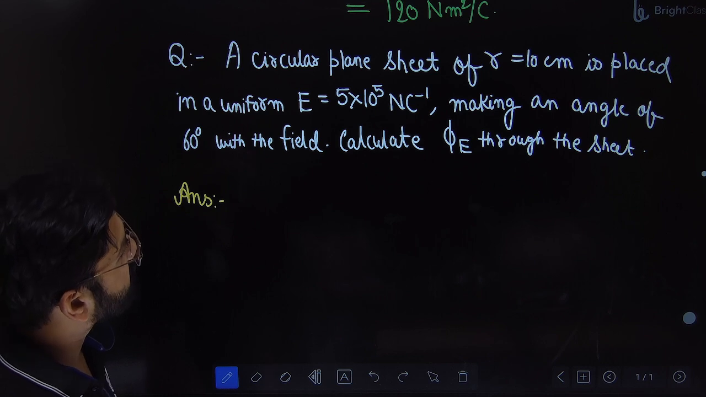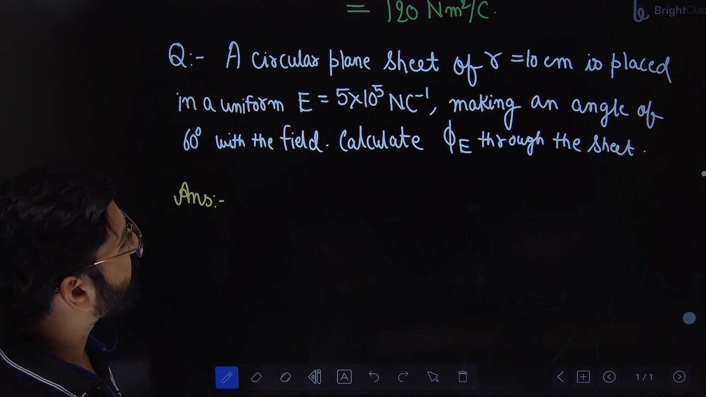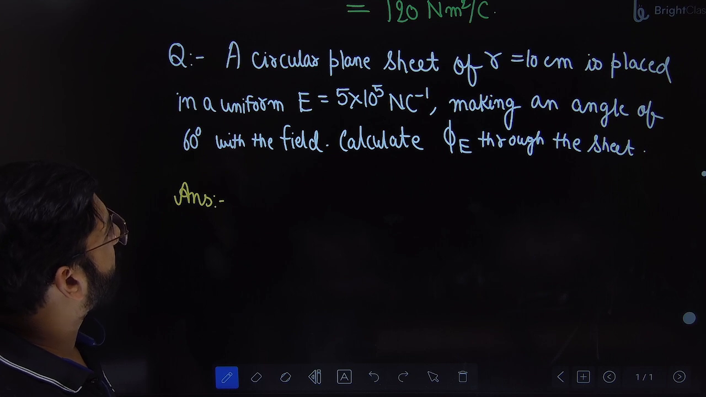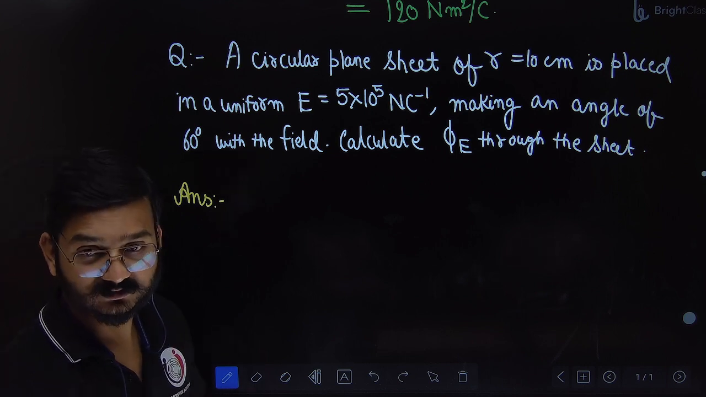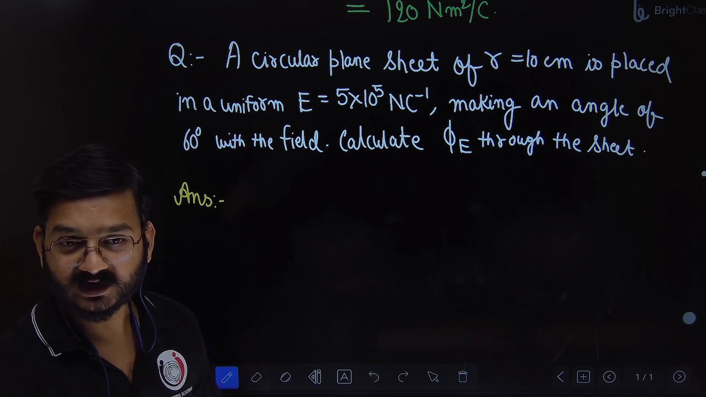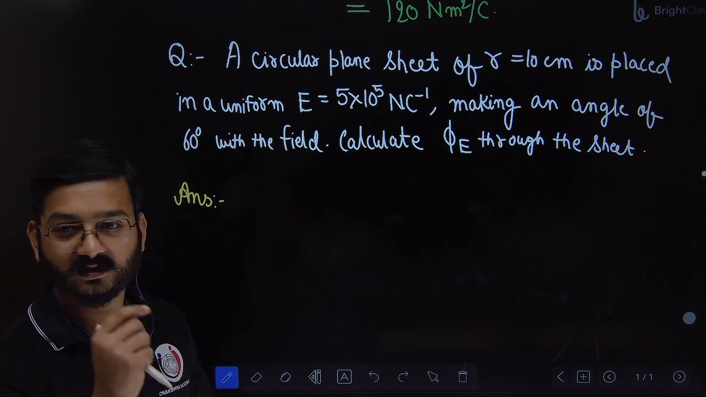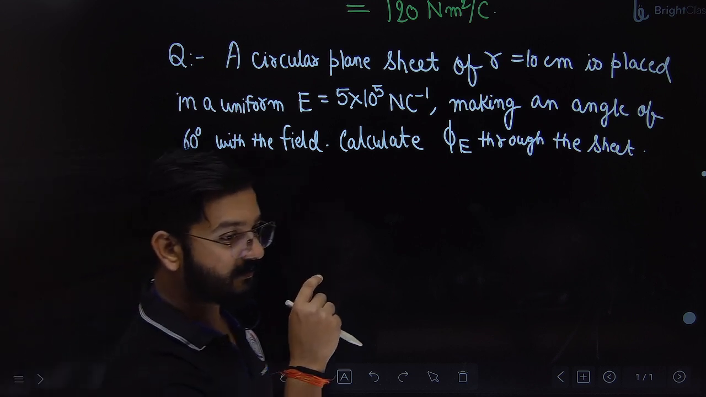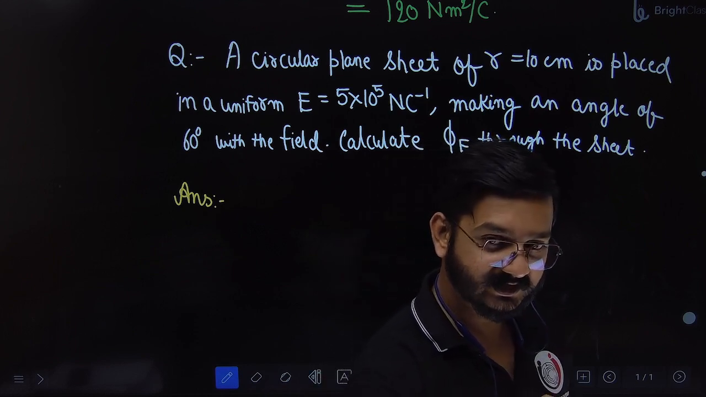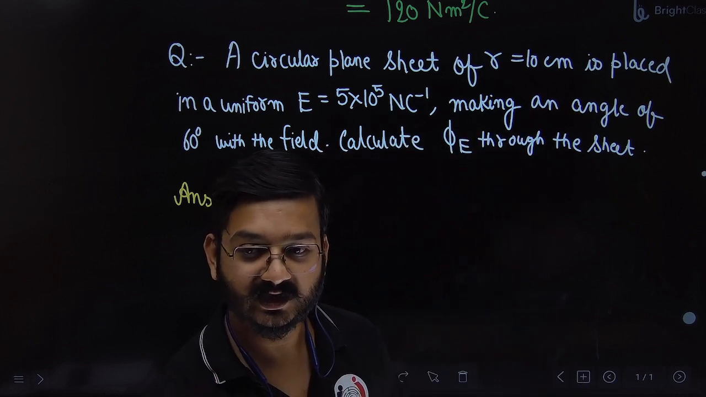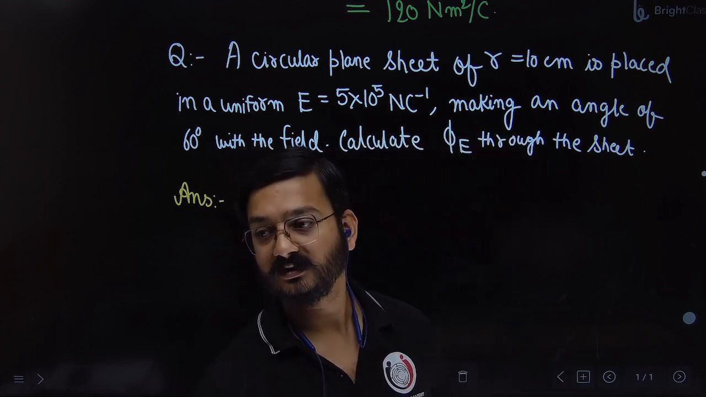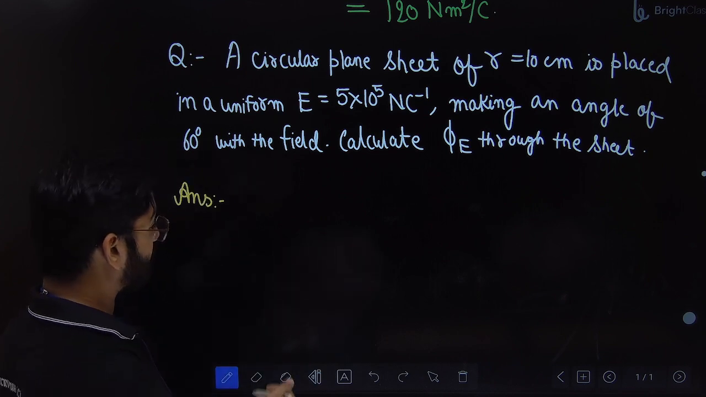A circular plane sheet of radius 10 centimeter is placed in a uniform electric field, making an angle of 60 degree with the field. So the angle 60 degree is formed with the circular sheet, correct? So 60 degree is the angle with the area vector or surface area? Surface area. We read the question. So the angle between the electric field and surface area is 60. What should be the angle between the electric field and area vector? 90 minus 60.